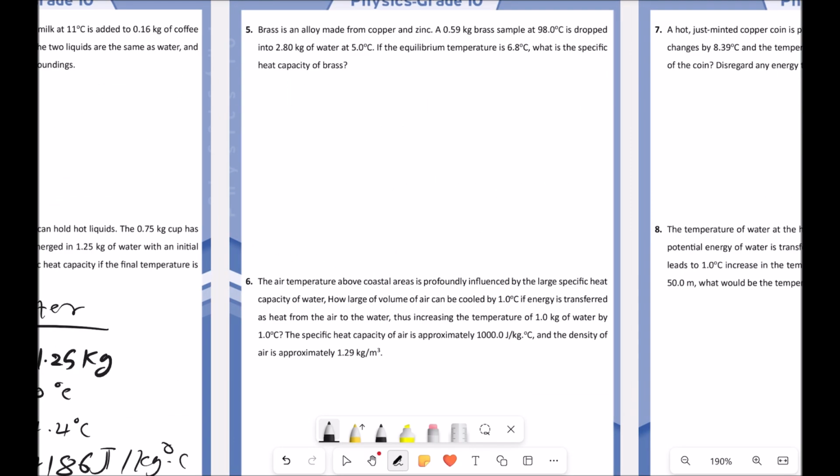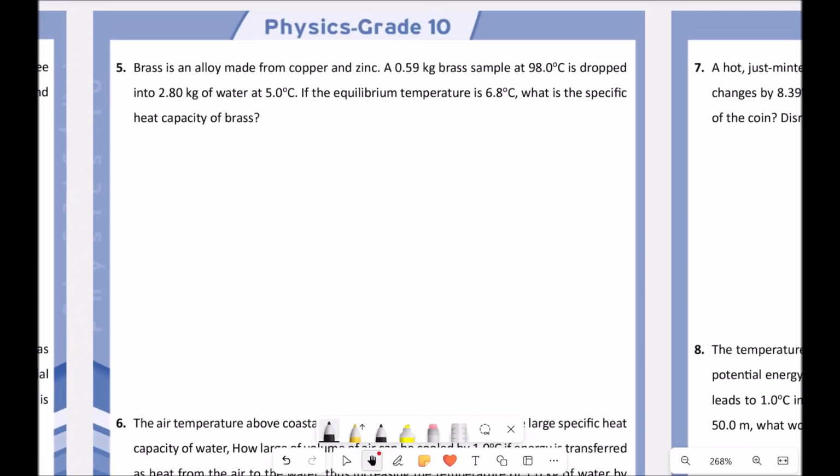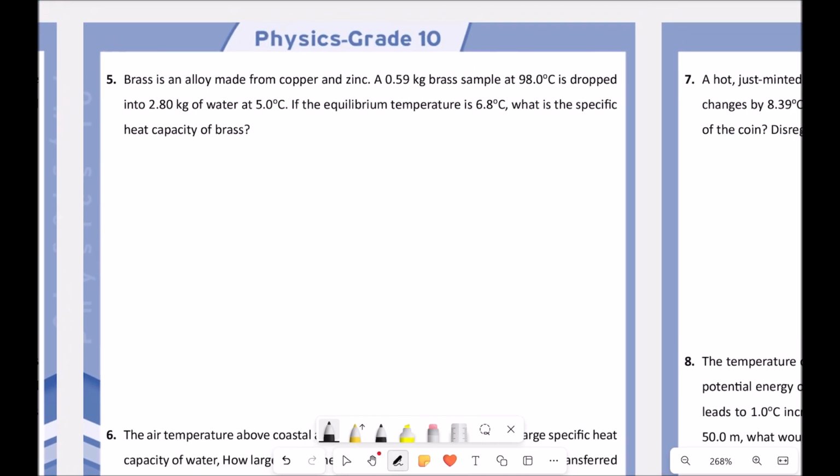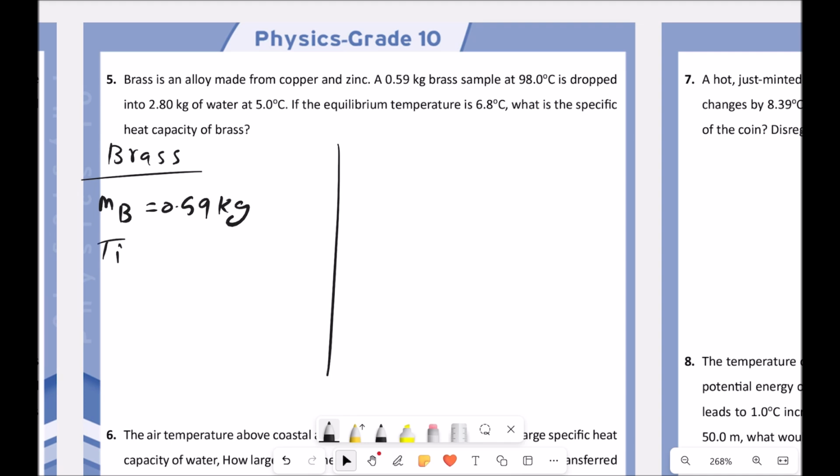This is question 4. Question 5: brass is an alloy made from copper and zinc. A 0.59 kilogram brass sample at 98 Celsius is dropped into 2.8 kilogram of water at 5 Celsius. So first of all, we have brass here. The mass of it, I'm going to write M_B, is 0.59 kilogram. This is T initial, it's going to be 98 Celsius. It's dropped into 2.8 kilogram of water at 5 Celsius.